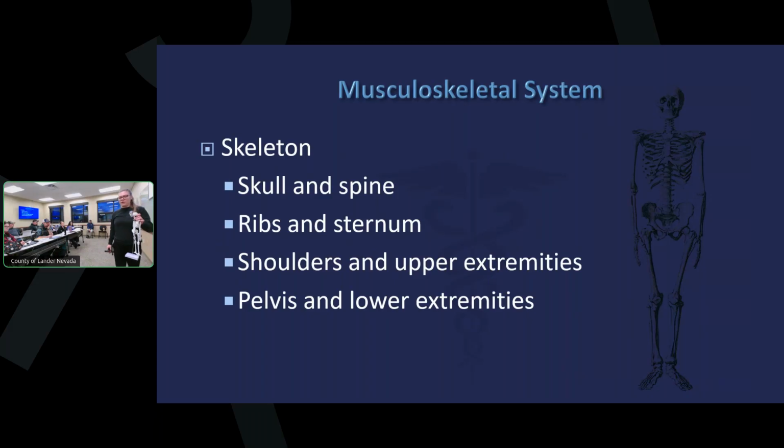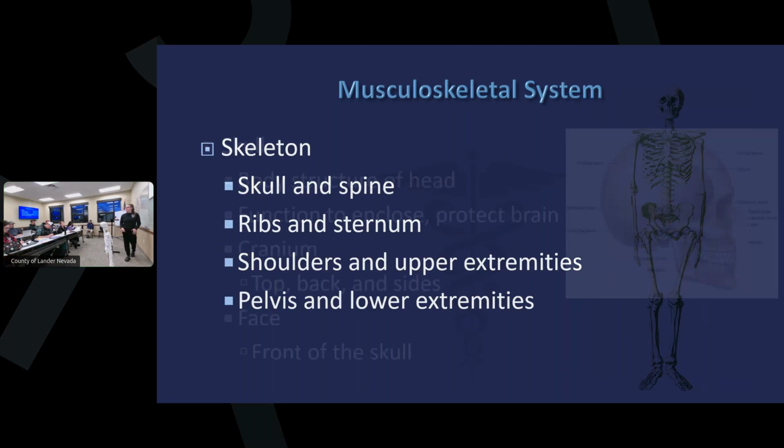I remember it because if you're digging a hole at a mine site, you're always going to have a foreman watching you dig that hole. So foramen magnum. We have our ribs and our sternum. Our ribs are connected to our sternum by cartilage, right? This picture's hard to see. Then we have our shoulders and upper extremities, and then our pelvis and our lower extremities.